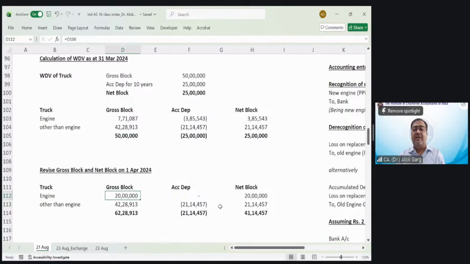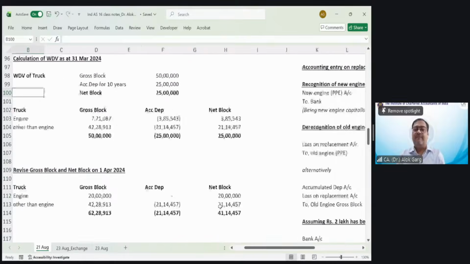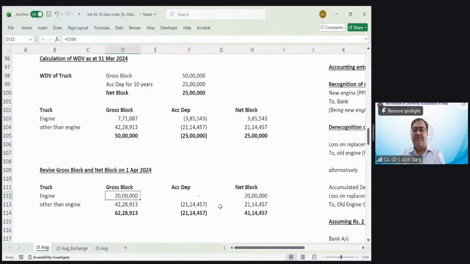Now, what is my revised gross block and net block on 1st April 24? My revised gross block is what? This is 20 lakh rupees. The new engine has been added to the gross block, and this other than engine is coming from here. This is my depreciation coming from here. Then there is no accumulated depreciation on the new engine, so my revised gross block becomes 6228. My revised accumulated depreciation is this much, my net block is this much.